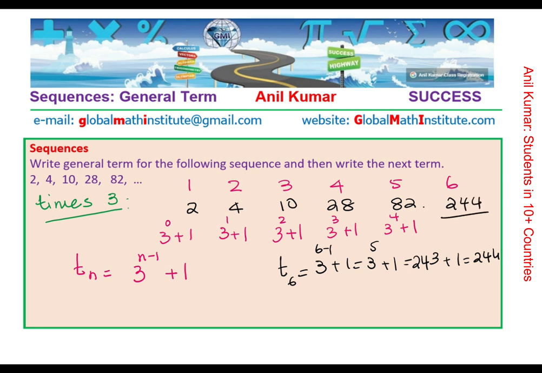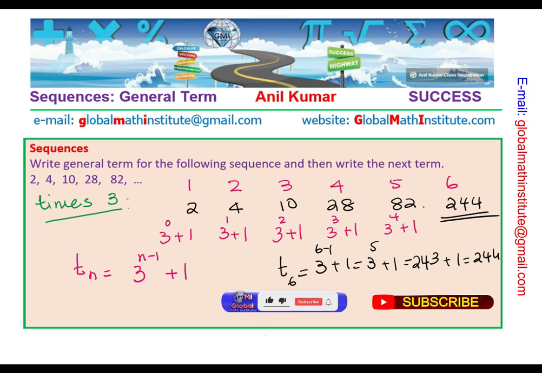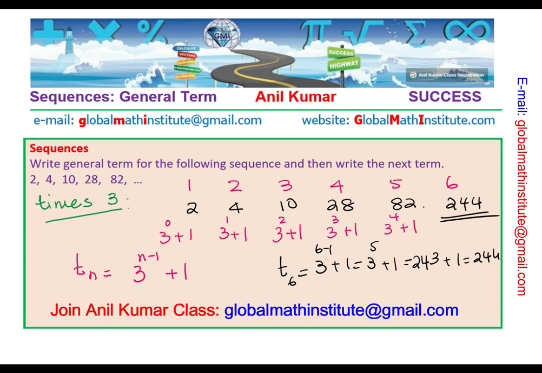Is that clear to you? So that is how we are going to find the solution of this particular problem. You see how the first difference gave us a clue that this is an exponential function, times 3 each time. So we related each and every term in the sequence with powers of 3 and got our general term. I hope you understand this specific method of doing things.